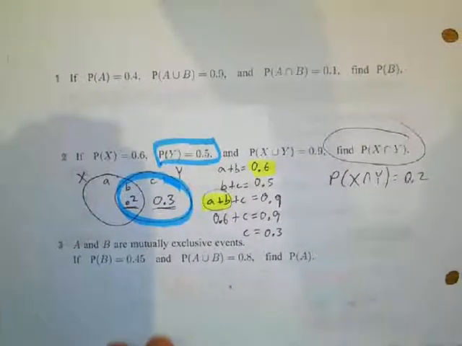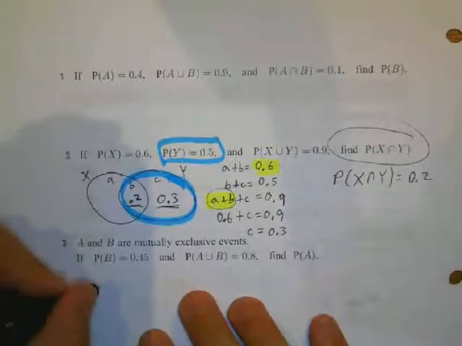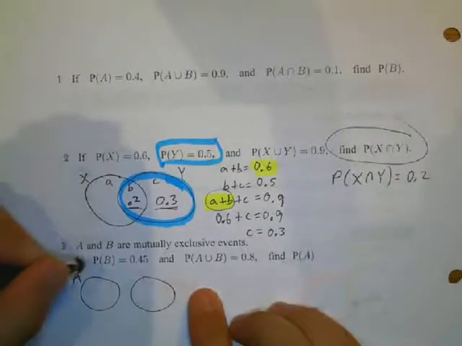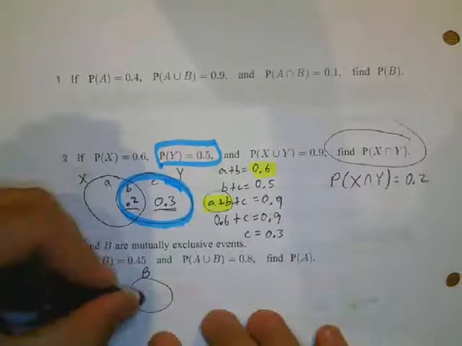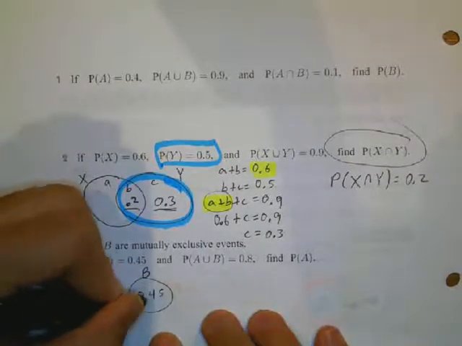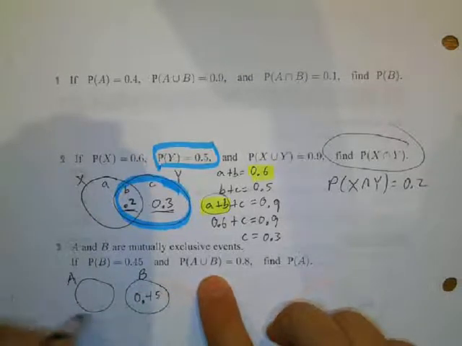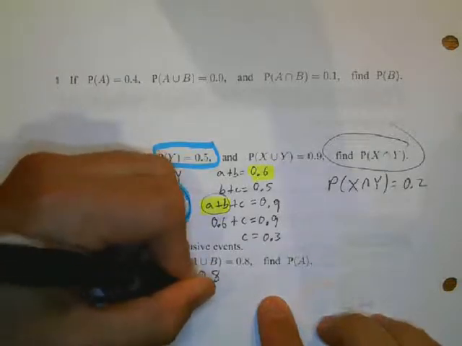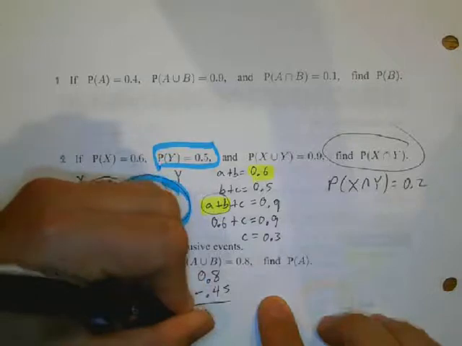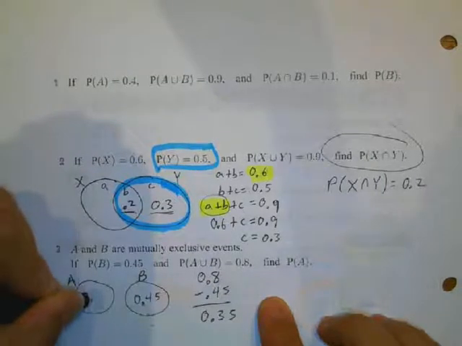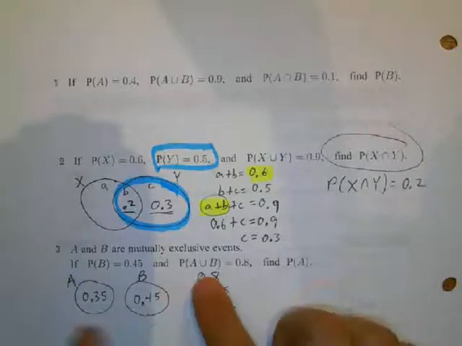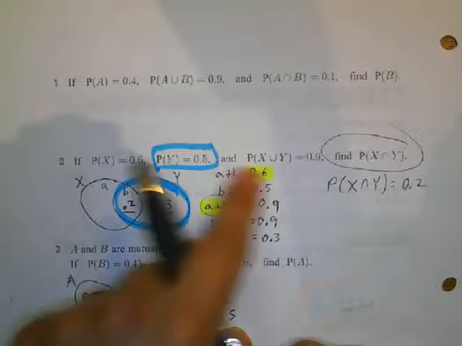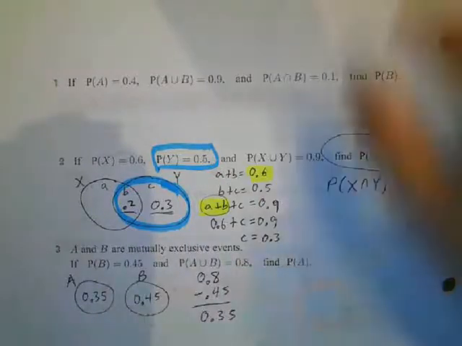Okay, let's do the next one. A and B are mutually exclusive. That means they do not intersect. B is 0.45. The union, these two together, is 0.8. So all I have to do is just subtract, and I'm going to get 0.35. Because the union is going to be these added together, and there's no overlap, so I don't have to worry about any additional math. All right, next one.